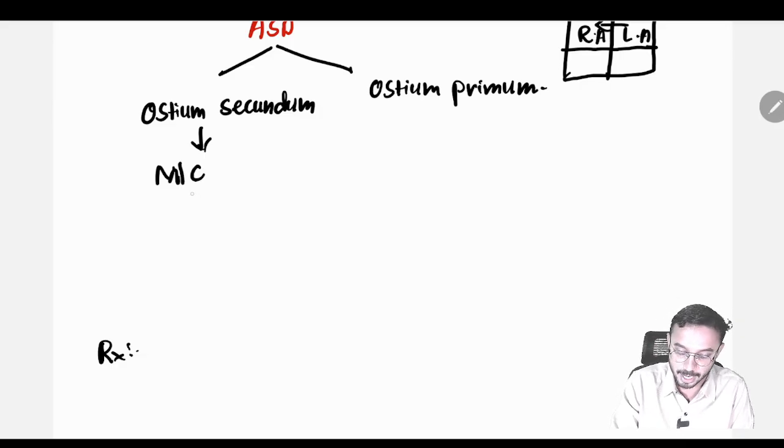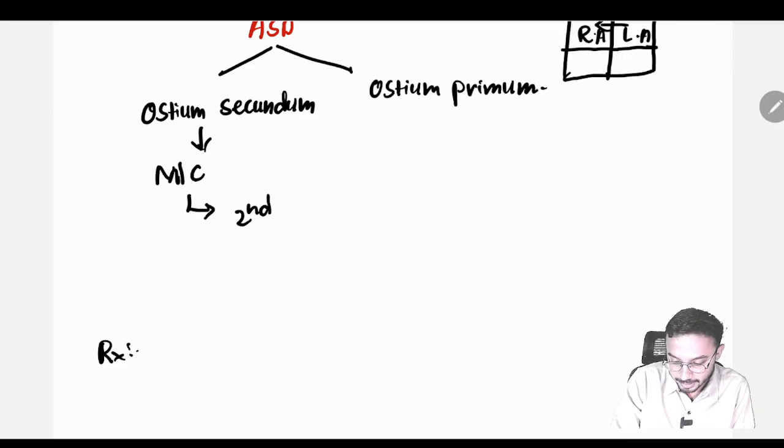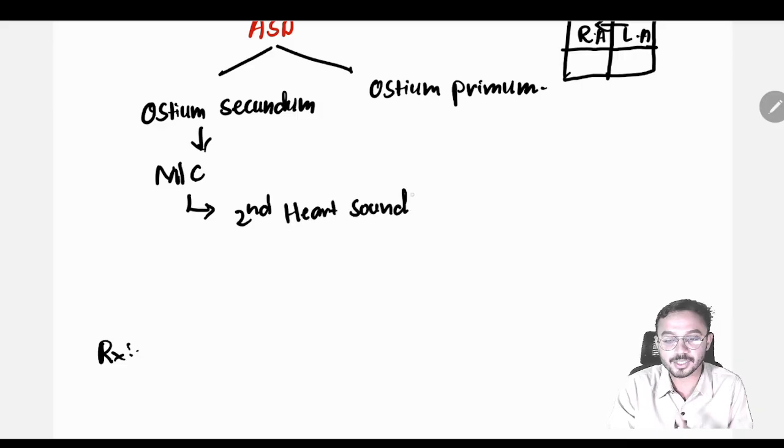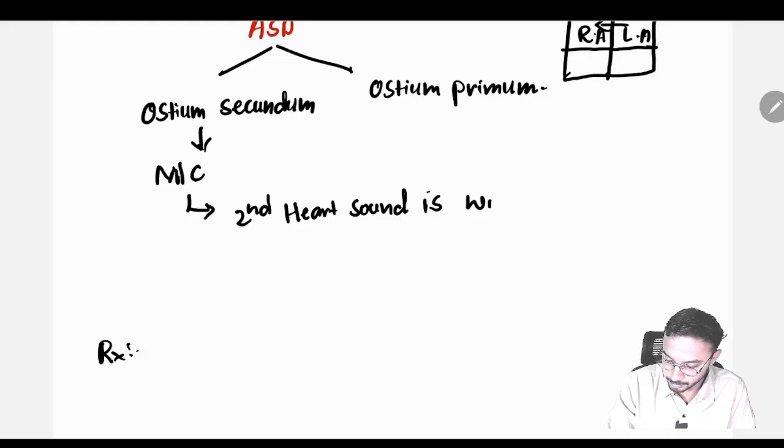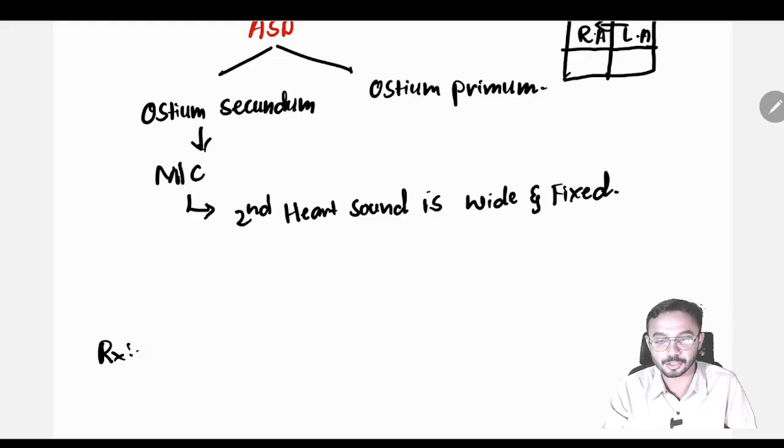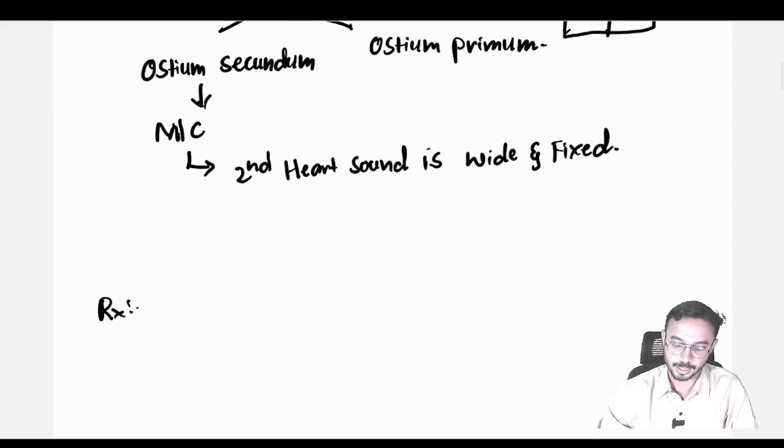And what kind of heart sounds are you going to see in this? Second heart sound. Which is the second heart sound? Here it is wide and fixed. Okay, this is the characteristic feature that you will be seeing in ASD. These murmurs are very, very important in acyanotic heart diseases.